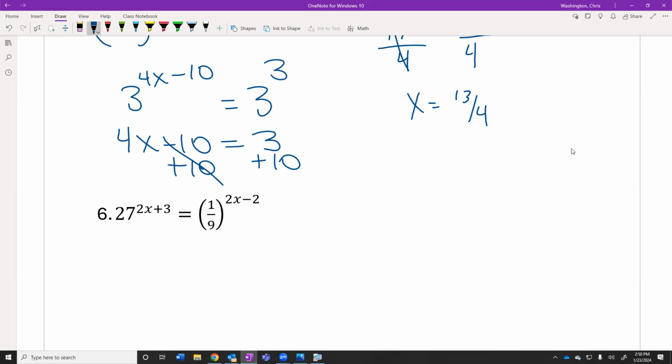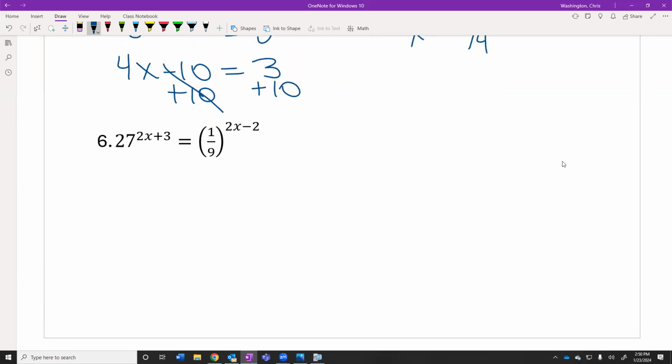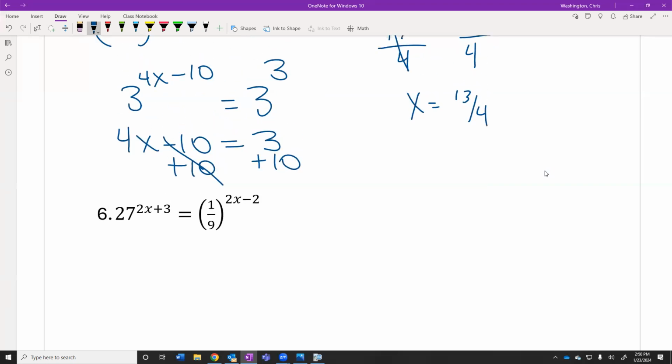Number 6. If you can do number 6, you would be able to do any problem like this that I give you on a quiz or test. It doesn't really get much harder than number 6. So if you want to try number 6, I'll give you about 2 minutes or so before I start working it out. If you've already done it, that's good. If you haven't done it, you can try it. If you don't want to try it, just hang tight. We'll go over it together in just a second.